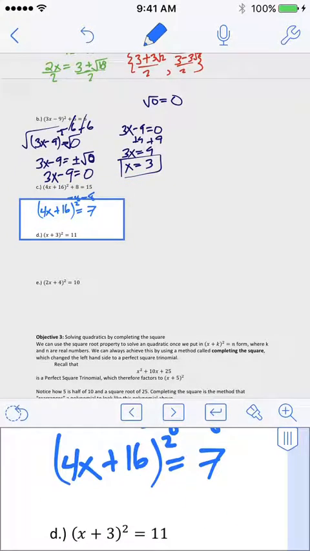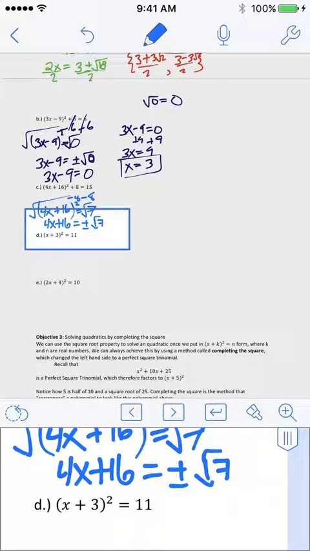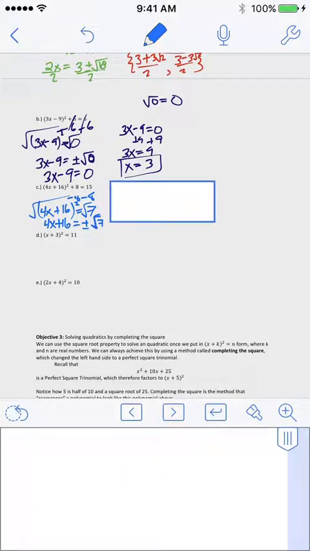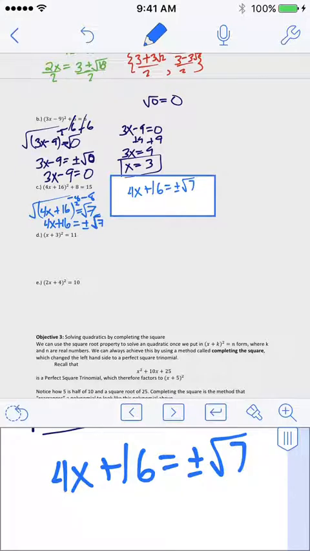That's not going to be a singleton answer, right? So now when I take the square root, it's not going to be a problem. But let's go ahead and do that. I'll take the square root of both sides. I end up with just what's left over under the radical, the radicand. 4x plus 16 is equal to plus or minus the square root of 7. Up here, I've got 4x, I'm just going to copy it down real fast, plus 16 is equal to plus or minus square root of 7.